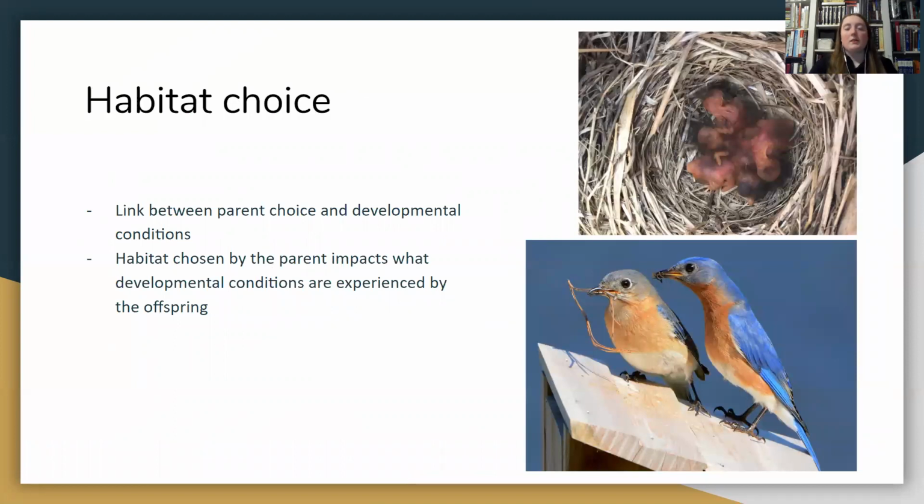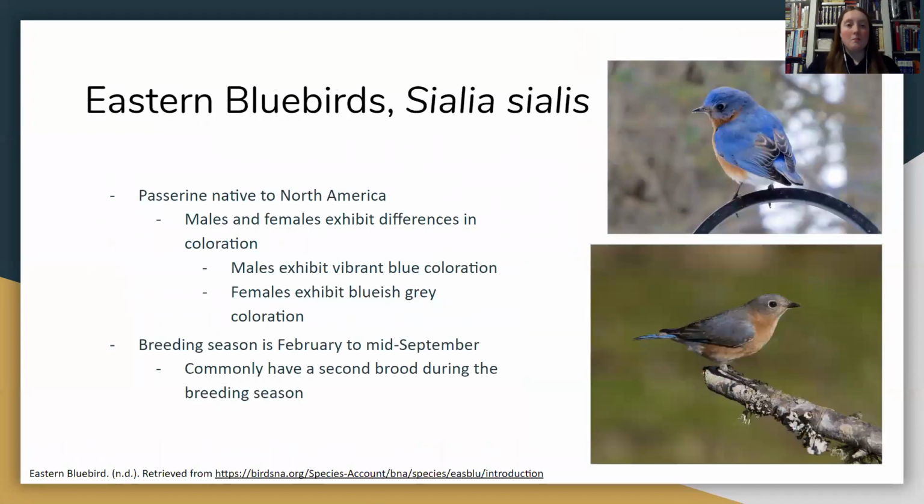So because developmental conditions are so important in influencing offspring traits, it's important to understand the factors that are driving parent choice, as there is a direct link between parent choice and the types of developmental conditions that their offspring will experience. So the bird we were looking at in this research was the eastern bluebird.